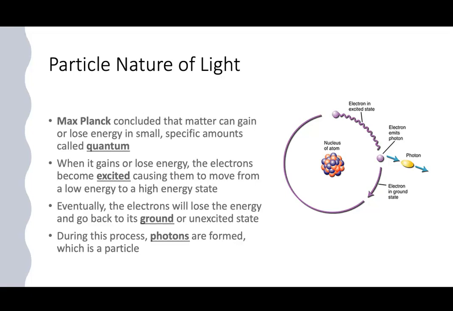And when it loses that energy, it goes back to its unexcited state, also known as the ground state. So when you're dealing with atoms, whenever it receives energy, those electrons will go to a higher level, and when it loses it, it goes back to its natural state. As a result, it produces a photon. Photons emit some type of electromagnetic energy, and that's the reason why light can come in the form of a wave and at the same time in the form of a particle.